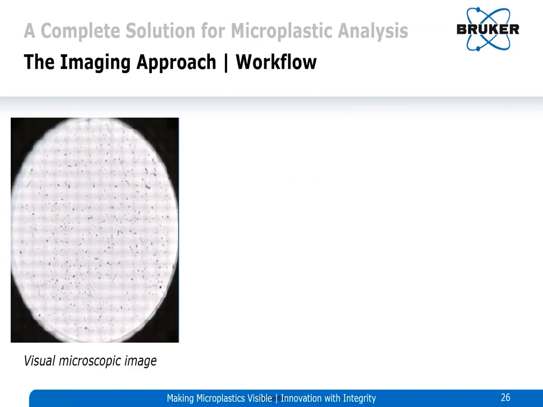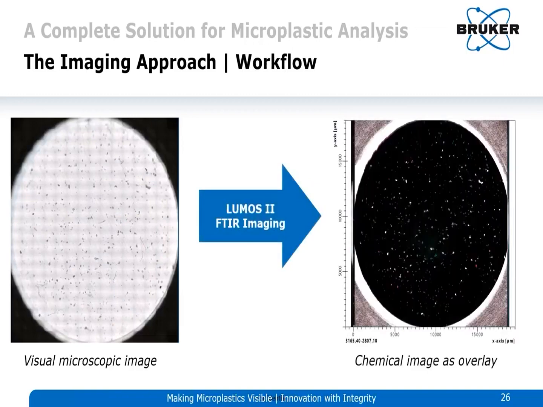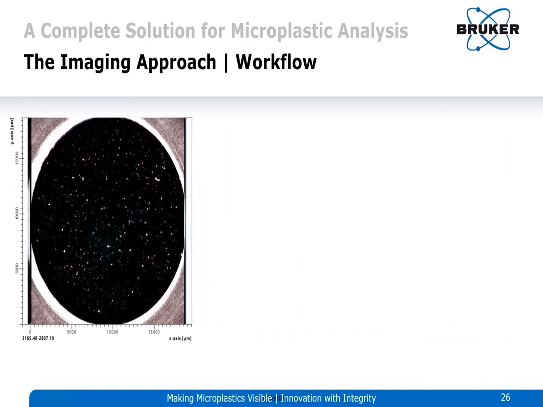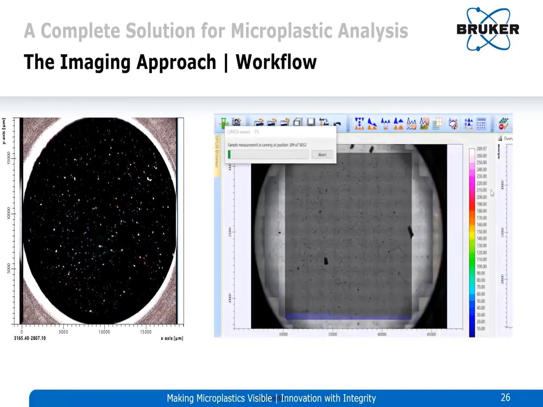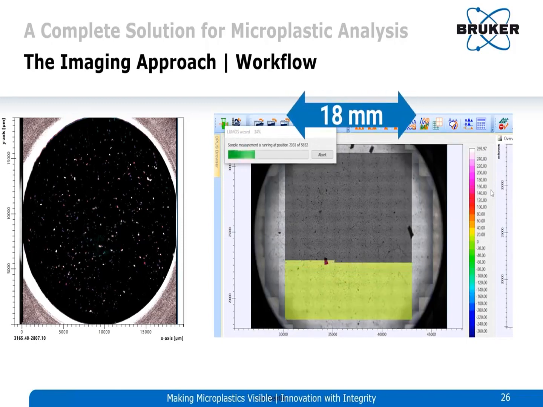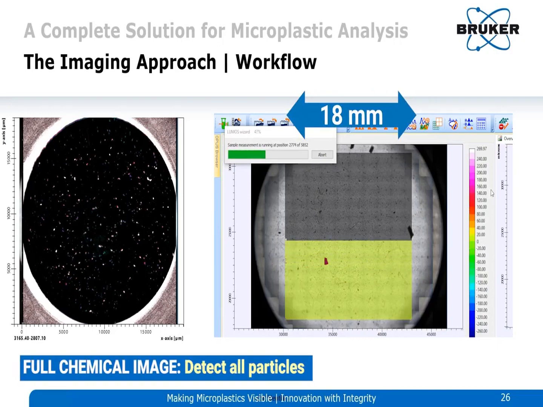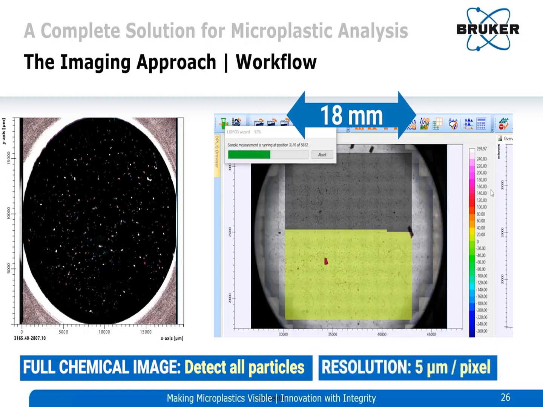So again, the workflow: we take a visual microscopic image, and the Lumos 2 collects an FTIR image of the whole filter. Here we see the chemical image of all the particles on the filter. But how does this work exactly, and how long does it take? Here we see a measurement at 100 times its original speed. As the image grows larger, you see the live integration that already gives you a glimpse into the composition. The filter area is about 18 by 18 millimeters in size and is imaged one tile at a time to yield chemical information about the whole sample, in order to not miss any particle that might hide in the matrix.